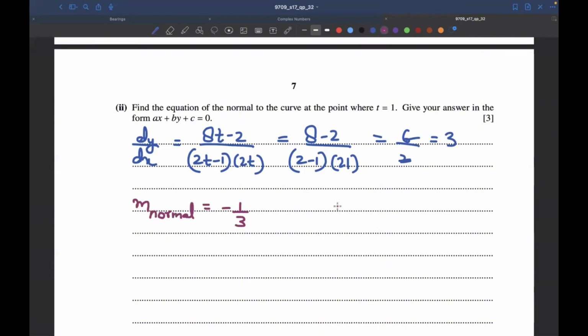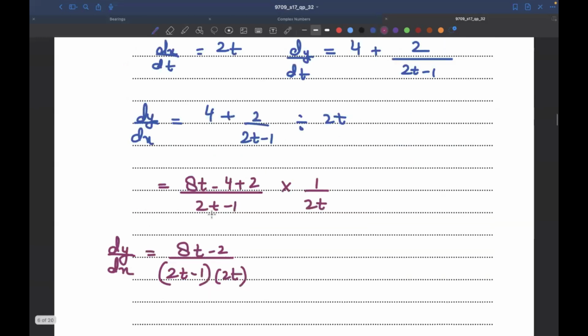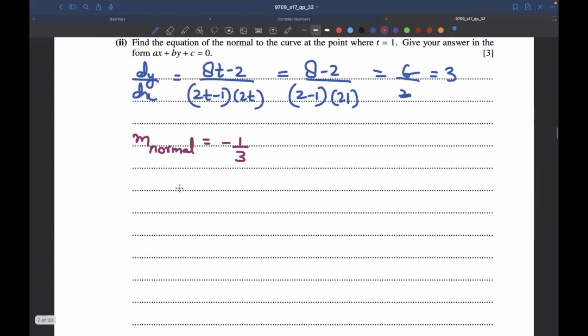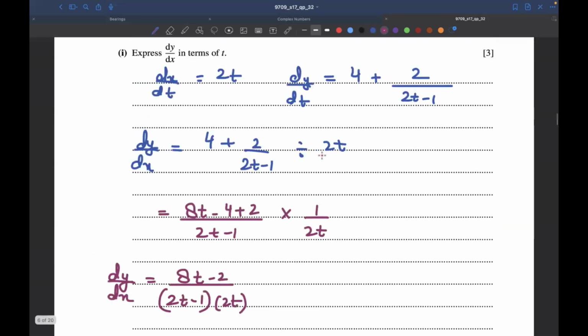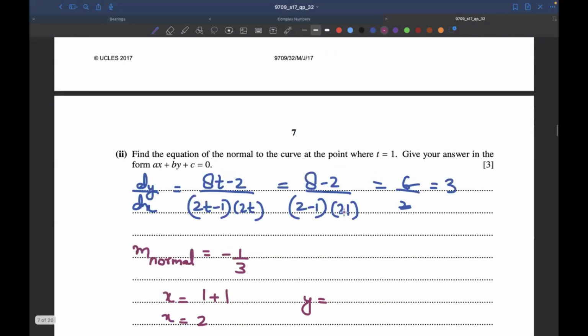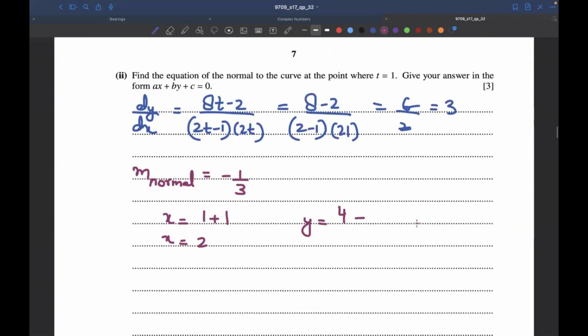And to find the equation, we also need the x and y coordinates. So in this equation, x is equals to t square plus 1. We will write t is equals to 1. So x will be is equals to 2. And y is equals to 4t plus ln of 2t minus 1. So 4 plus ln of 2 minus 1, ln of 1 is 0. So y will be is equals to 4.